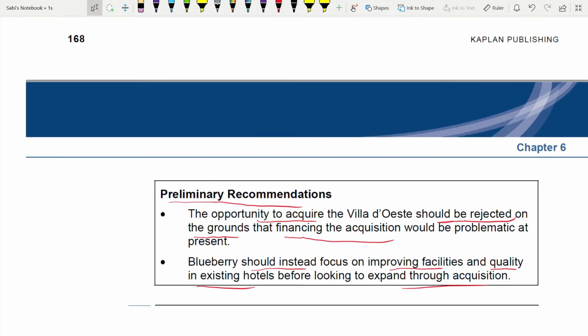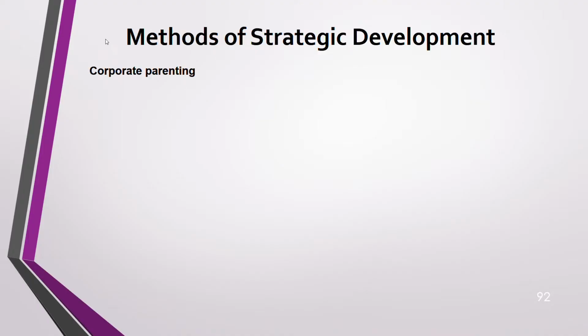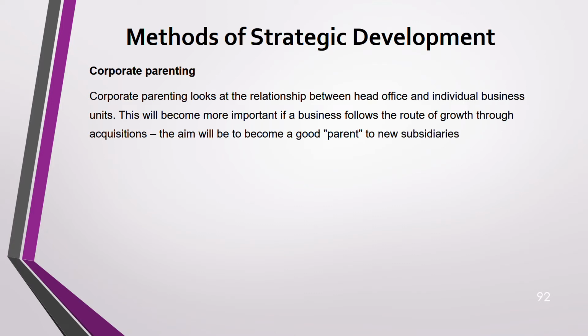Now we are moving on to the parenting, corporate parenting. Okay. Corporate parenting. What is corporate parenting? Corporate parenting looks at the relationship between the head office and the individual business units. Okay. This is usually suitable for those where you are acquiring a subsidiary. So it's very important that you become a good parent to your new subsidiaries. You can say that corporate parenting is needed, especially when your route of growth is acquisition.